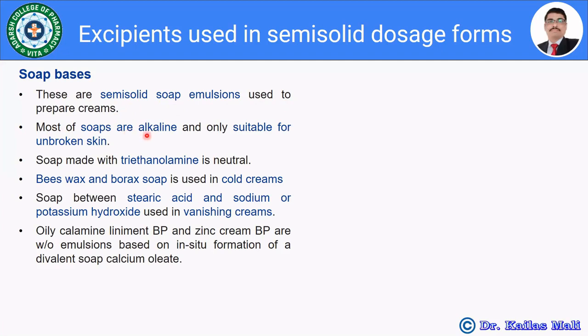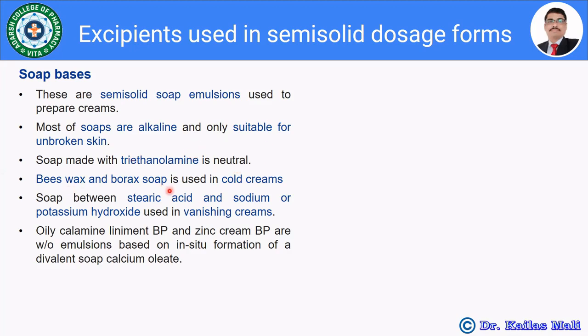Most of the soaps are alkaline and only suitable for unbroken skin. As you know, all the soaps are alkaline in nature, and suitable for only unbroken skin. Soaps are generally prepared by using sodium hydroxide or potassium hydroxide. But if prepared by using triethanolamine, it is neutral in nature.